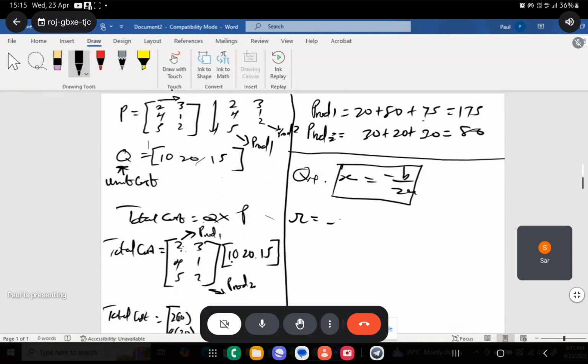Profit is equal to minus 0.25x squared plus 30x minus 200. So the first one is saying that x is minus b over 2a. 2a, not 2. Over 2a.